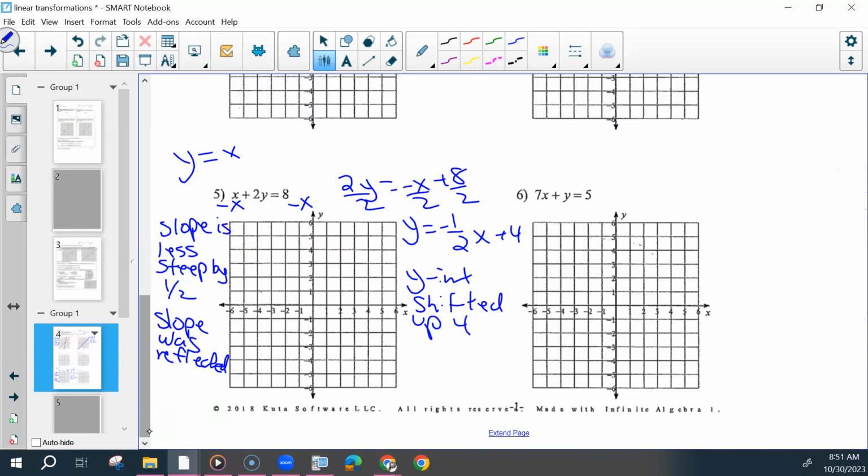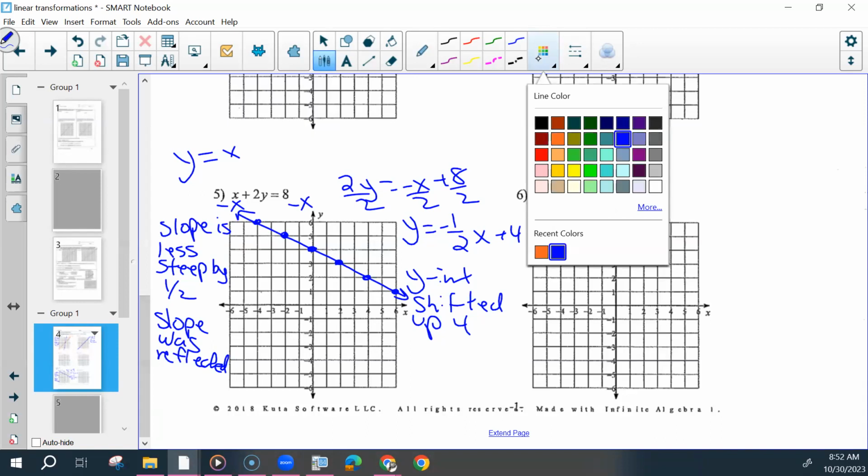Okay. Now that we know all those things, we can graph this line. Start at positive 4. And it's negative, so we can go up and left. Up 1, left 2 as many times as possible, or down 1 and right 2 as many times as possible. Let's do the same thing for number 6.